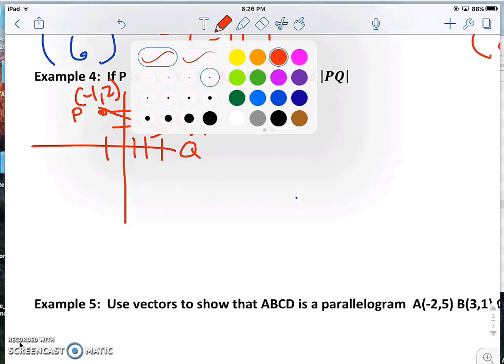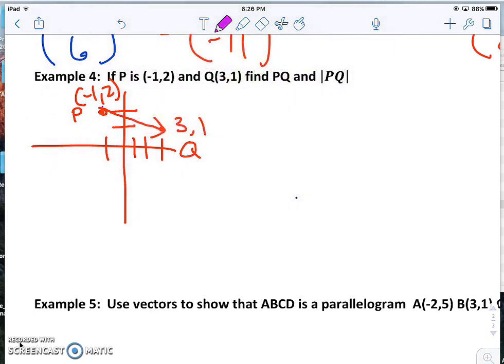Well, how do we get from P to Q? Well, we go over and down. So -1 to 3, we're going over 4, and 2 to 1, down 1. So here's our vector PQ.